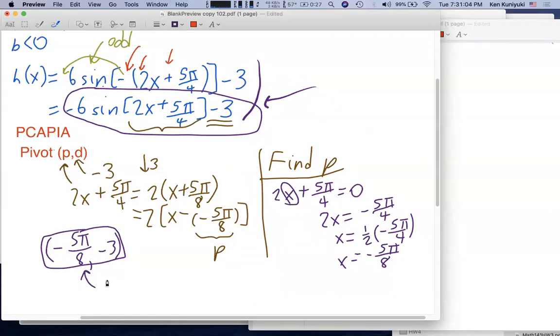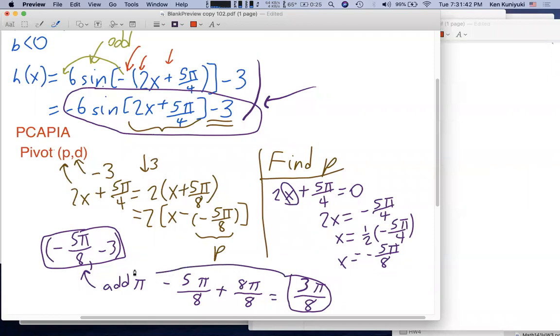If you add pi to this thing, what happens? You get -5 pi over 8 plus pi, which is 8 pi over 8, right? 1 pi is 8 pi over 8. I know that many students freak out at that. That's why the x coordinates are so tricky. -5 pi over 8 plus 8 pi over 8, which is pi, is 3 pi over 8. And maybe in my answer sheet, I may have used the 3 pi over 8 instead of -5.